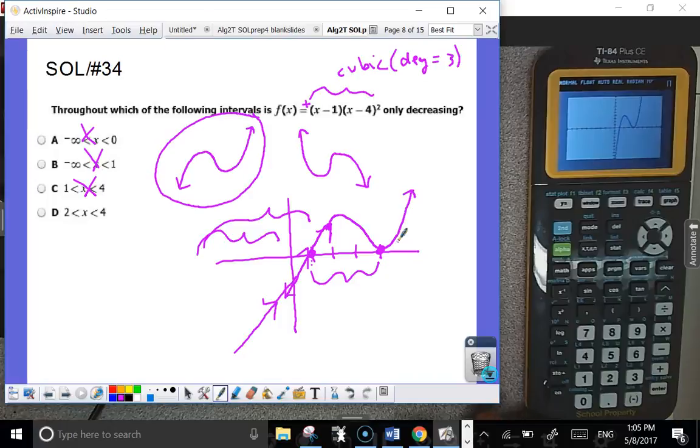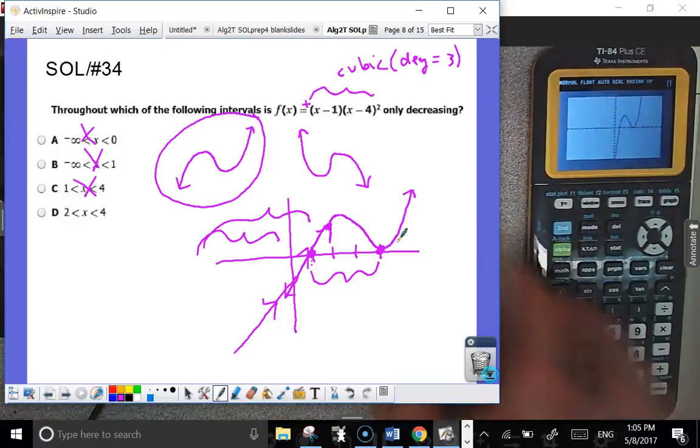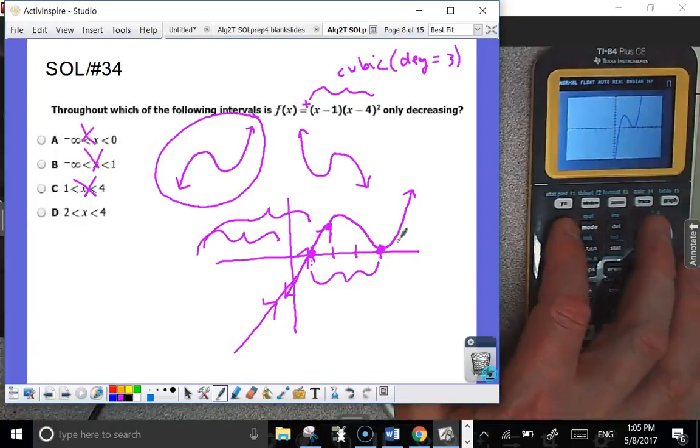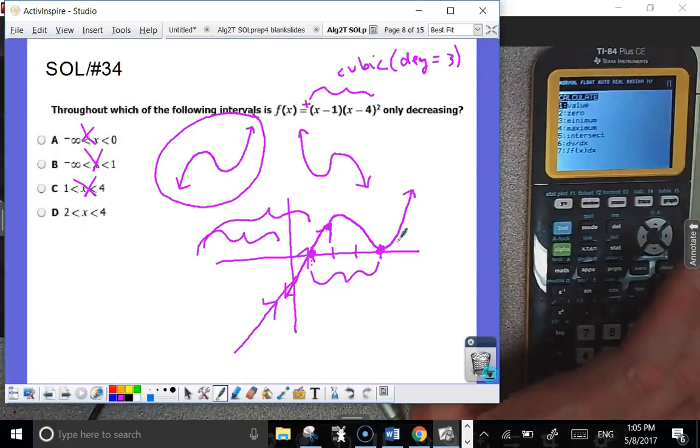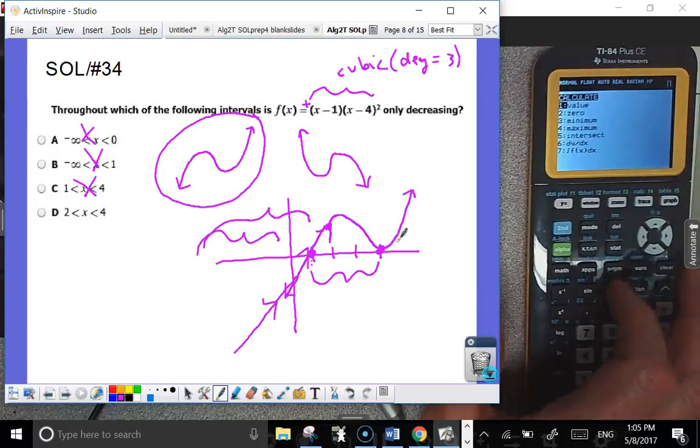It's a procedure that we really haven't used in the calculator much, but if you want to know the maximum point or the minimum point, like most of these things, you go to second trace. And that looks like a maximum point, so I'm going to say 4 for maximum.